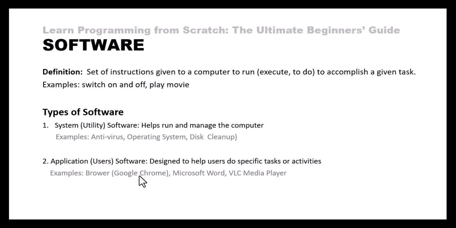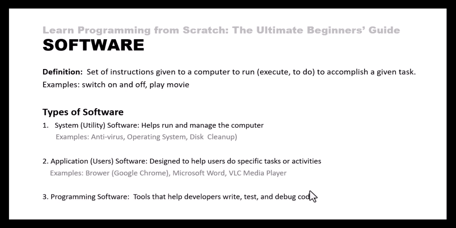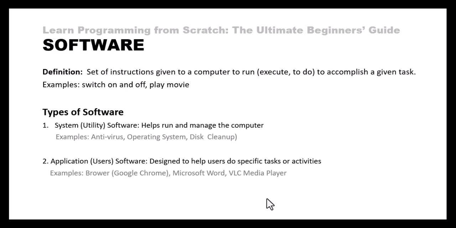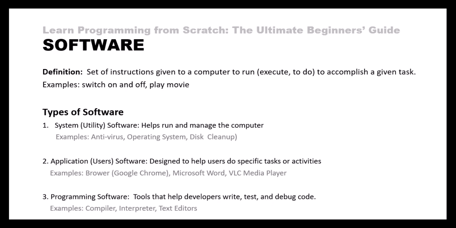The third category of software is called programming software. So what is programming software? Programming software, these are software or tools that help developers to write, to test, and to debug code or software. Okay, so these are software that developers use, or they're designed for developers to be able to write and program computer software. Okay, so examples of these types of software are a compiler, an interpreter, and a text editor.